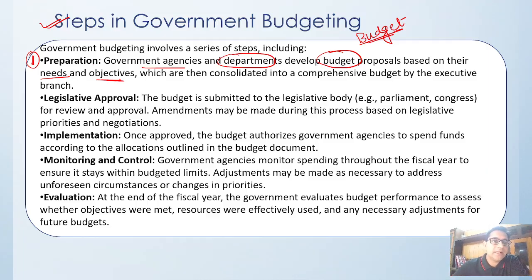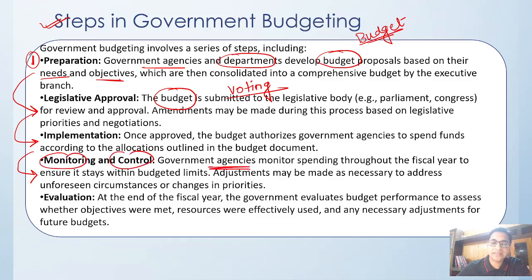Then you go to the parliament to take legislative approval. That means the finance minister stands there and reads the budget statement. There is a voting that will happen on the budget, right? Once the voting has been done and the budget has been passed, then implementation will happen. Once the budget is passed, it authorizes the government to take out the money and allocate the funds to the respective purposes. After the money has been spent, it is also monitored and controlled.